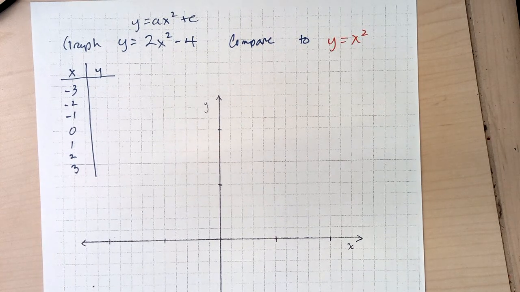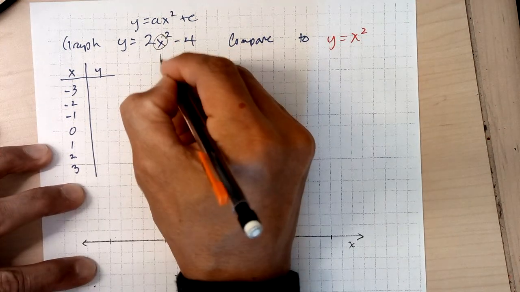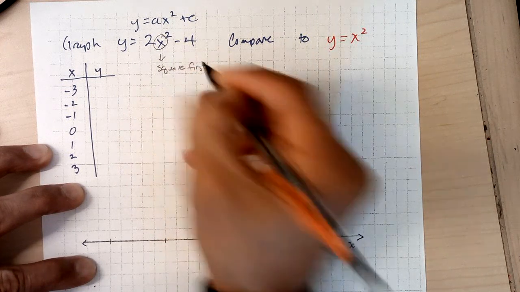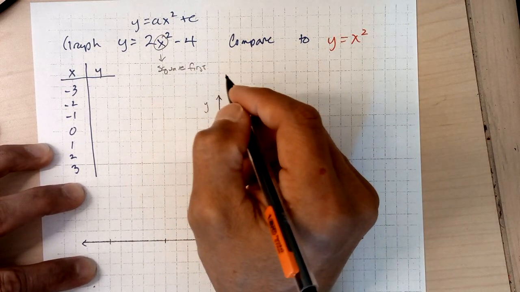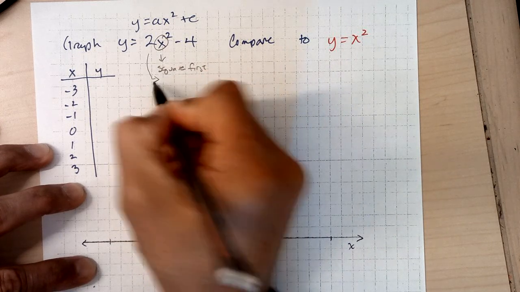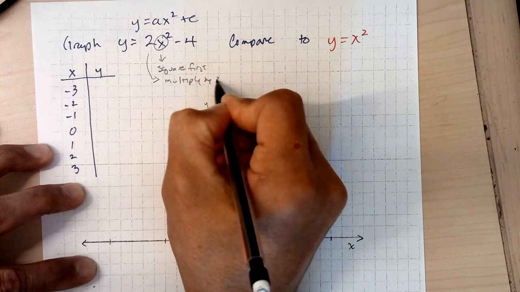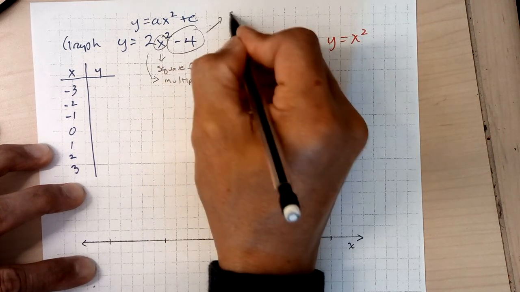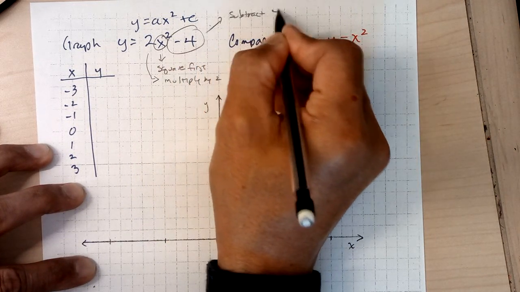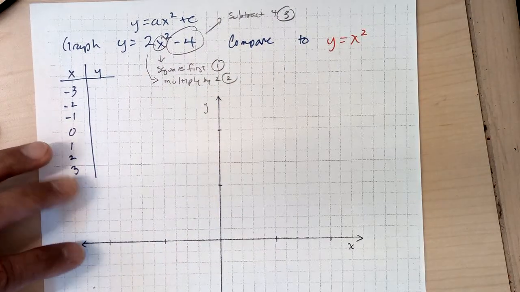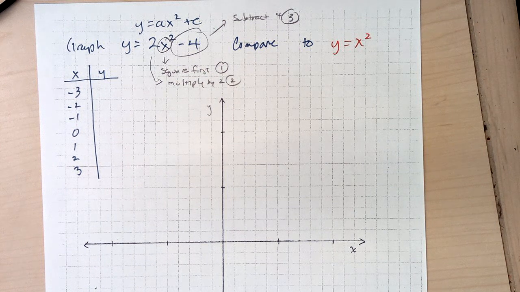So I've already created my table, but here's the order that we need to do things in. Whatever your input is, square it first. I'm just using my order of operations. There's no parentheses, so exponents come first. Then multiply by 2. And then lastly, subtract 4. So here's the first thing that we do, here's the second thing, and then here's the third thing, because we have to follow the order of operations. And that's what I'm going to do for every single input.